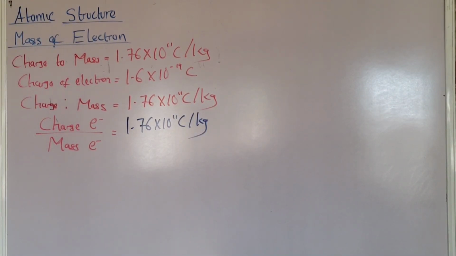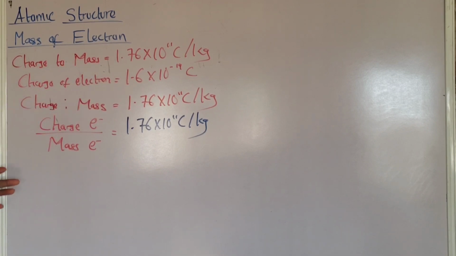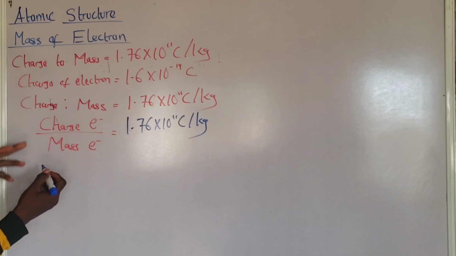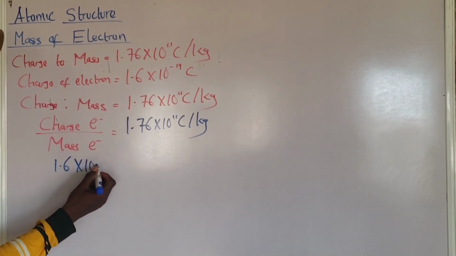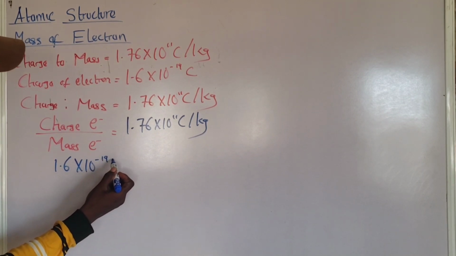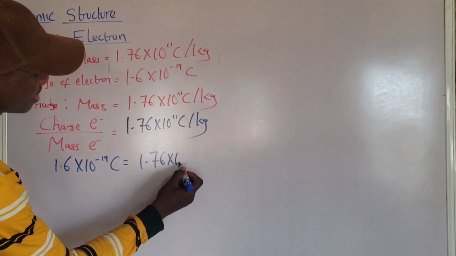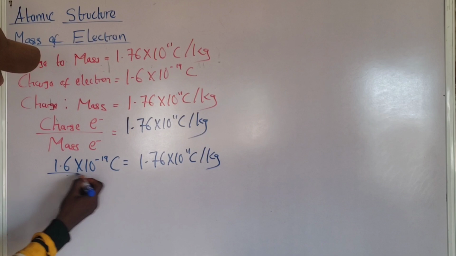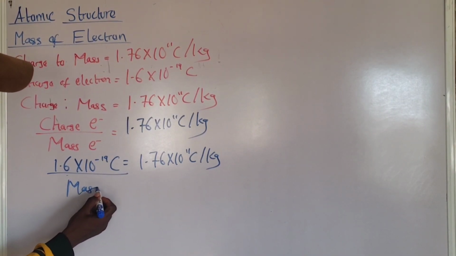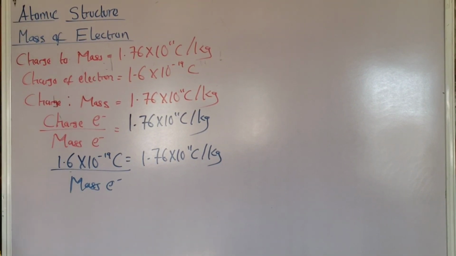Now, Millikan measured the charge of electron as 1.6. So, substituting the charge of electron into this equation, I'm going to have 1.6 times 10 raised to the power of negative 19 coulomb is equal to 1.76 times 10 raised to the power of 11 coulomb per kilogram all over the mass of electron. Don't forget that the goal is that we want to determine the mass of electron. So now, all you have to do is just cross multiply.